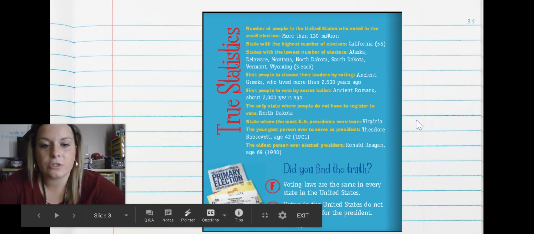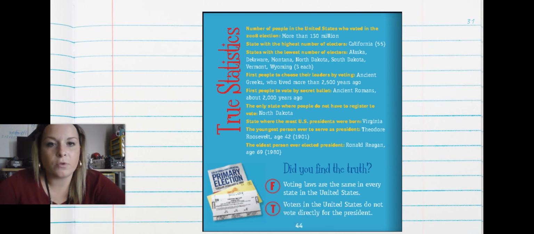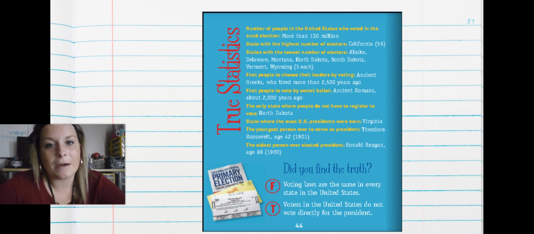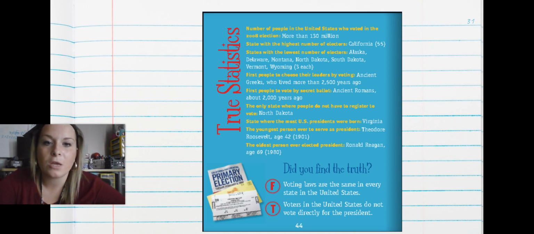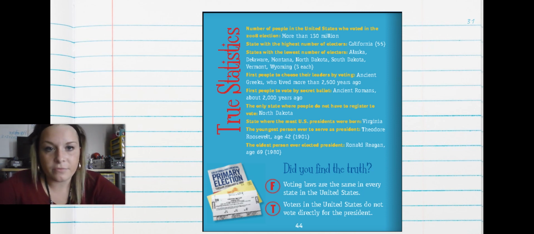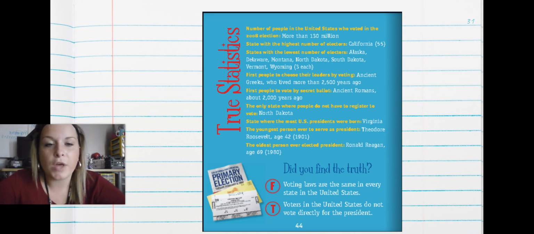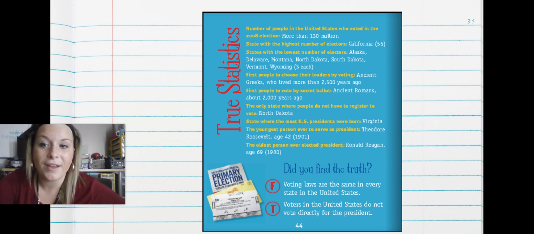Here is a list of different true statistics. The number of people in the United States who voted in the 2008 election was more than 130 million. The state with the highest number of electors is California. They have 55, whereas the states with the lowest number of electors are Alaska, Delaware, Montana, North Dakota, South Dakota, Vermont, and Wyoming. They each get 3. The first people to choose their leaders by voting were ancient Greeks, who lived more than 2,500 years ago. And the first people to vote by secret ballot were ancient Romans about 2,000 years ago. The only state where people do not have to register to vote is North Dakota.